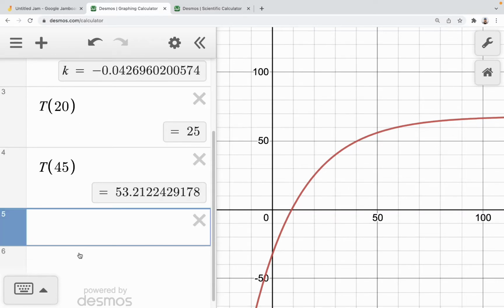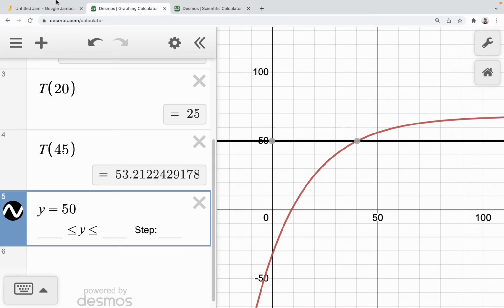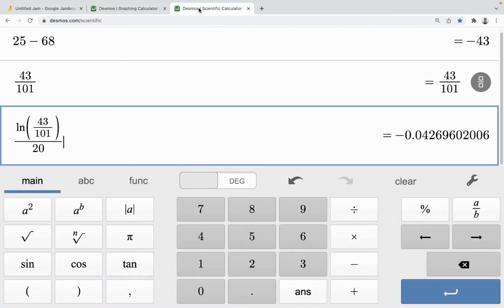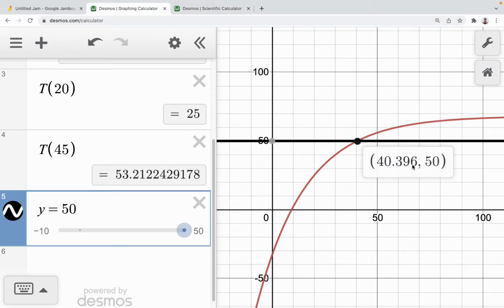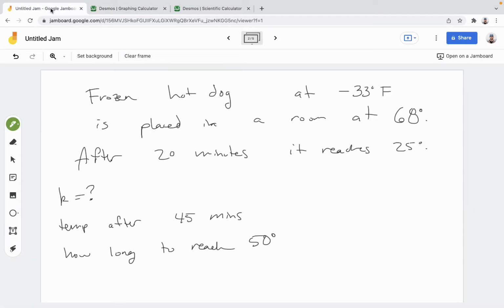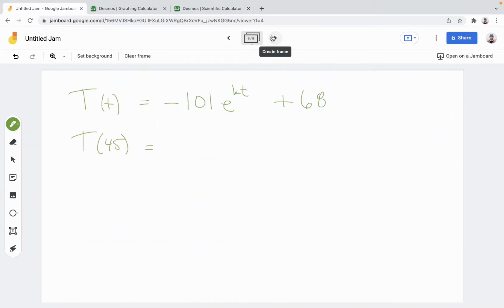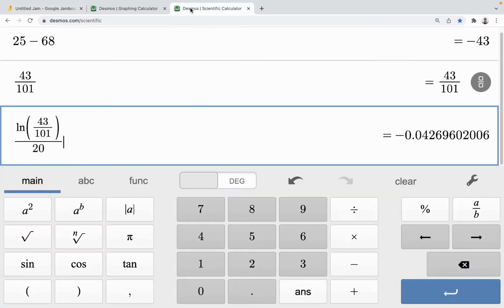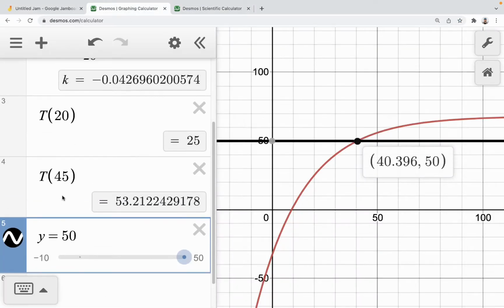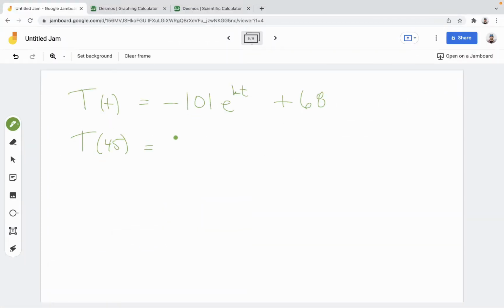Now we want to know how long it's going to take to reach a temperature of 50. The temperature is on the y-axis, so we want to know when y is 50, and that's going to happen after over 40 minutes, about 40 to 41 minutes. If we wanted to do that by hand, we would need to set our model equal to that value of 50. Either way, I would definitely grab a calculator to find T of 45. That was about 53.2 degrees Fahrenheit. And then the other one is how much time will it take to get to 50. It should be a little less than 53.